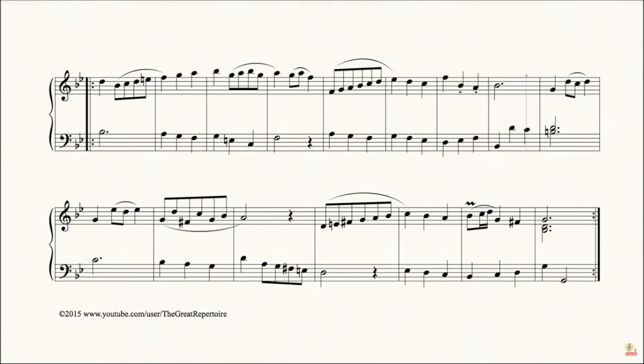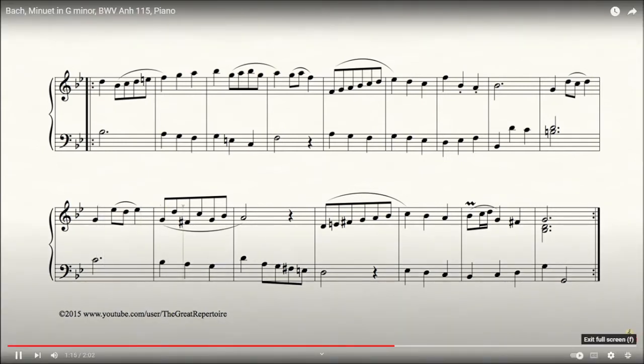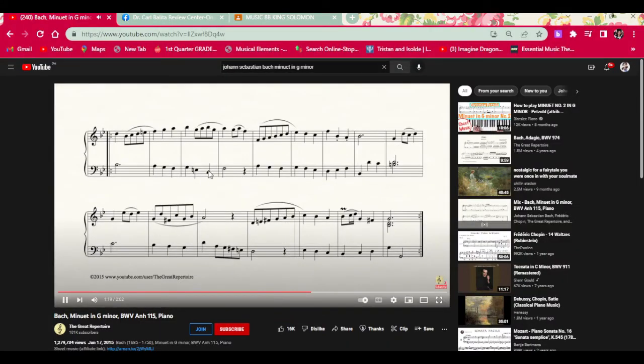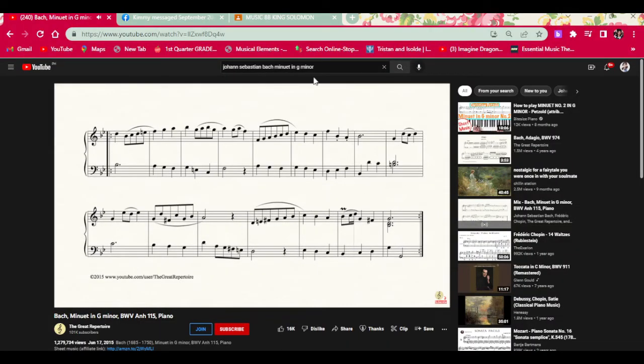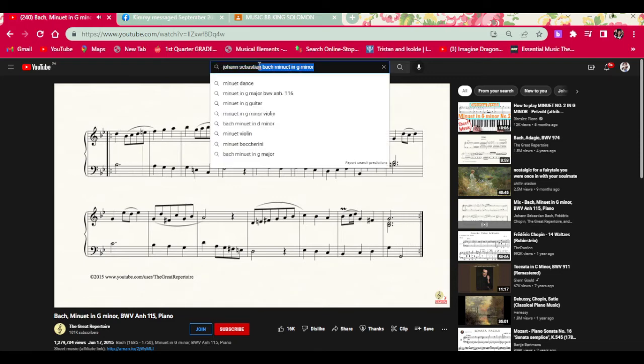So that is the example of the composition of Johann Sebastian Bach. And there is also another one. It's not the only composition of Bach. Please remember that. Let's try to see and observe.